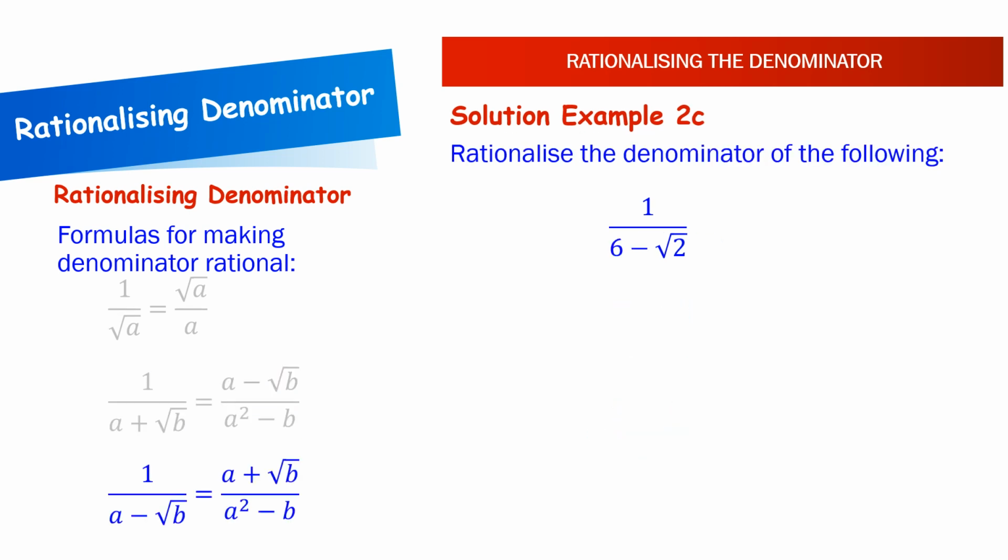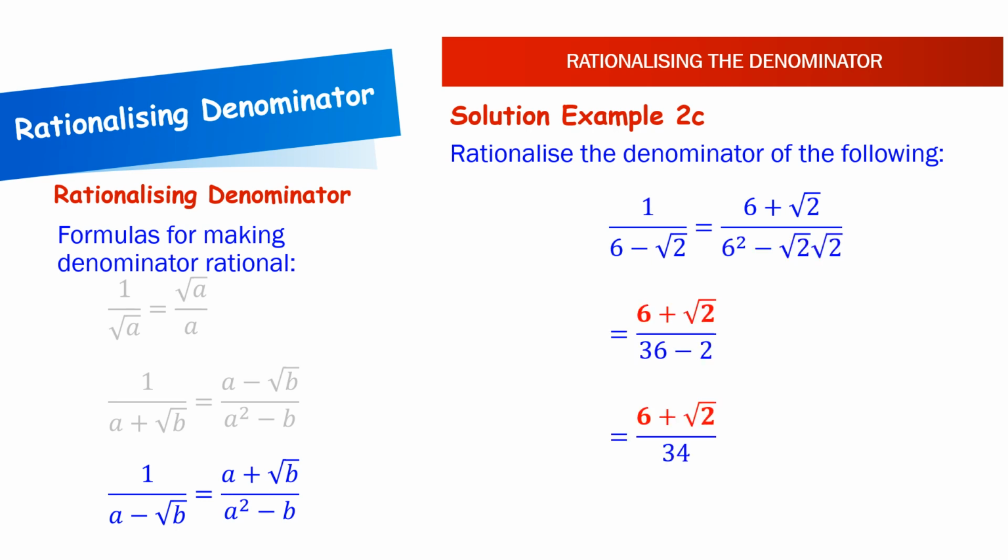And now for part C, we are required to rationalise 1 divided by 6 minus root 2. We're going to use the third formula. In the third formula, a equals 6 and b equals 2. Let's now plug in a equals 6 and b equals 2, to give us 6 plus root 2 divided by 36 minus 2. And so we have 6 plus root 2 divided by 34.